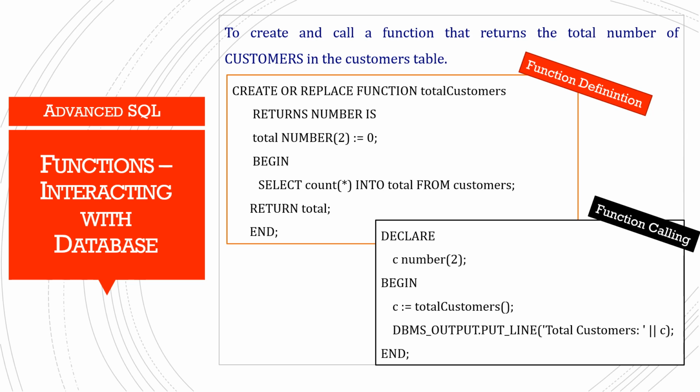Then let us look into how we are going to call that function. Again, we are writing the function call code: declare, we are using the variable name c here. Then begin, c is equal to, we are calling this function total_customers. Here we are not having any parameters.